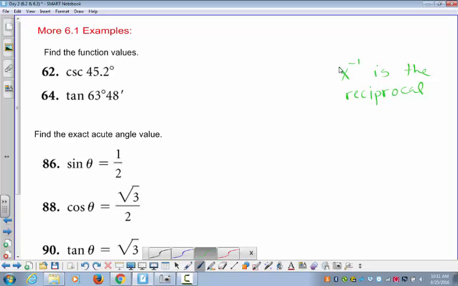So cosecant of 45.2. That is the reciprocal of sine. So this is 1 over sine 45.2. So you can type into your calculator 1 divided by sine of 45.2, or you could type sine 45.2 equals and then hit your reciprocal button. Whatever you want. And if we go to the nearest hundredth, this would be 1.41. Nearest hundredth.